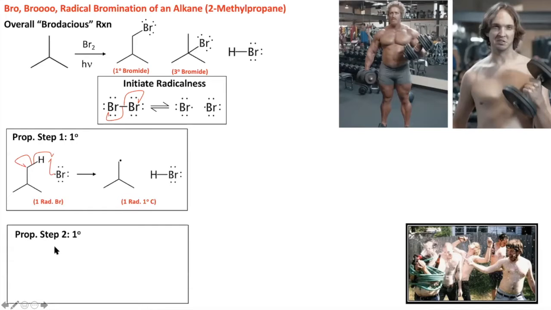Propagation step 2. Now I'm going to finish off this primary bromide product by starting with that carbon radical that was produced in step 1, and not a bromine radical to react with it, but Br2. When this reaction occurs, only a very small amount of bromine radicals is made. So once this carbon radical is made, it's way more likely to run into Br2 to make our product.